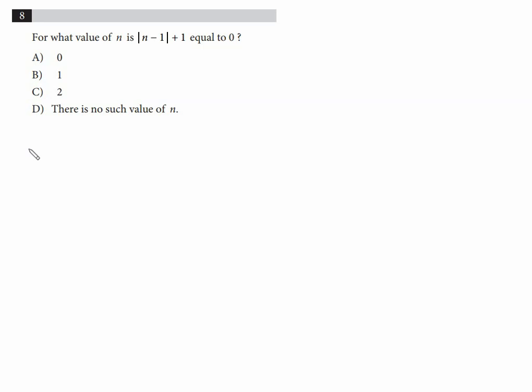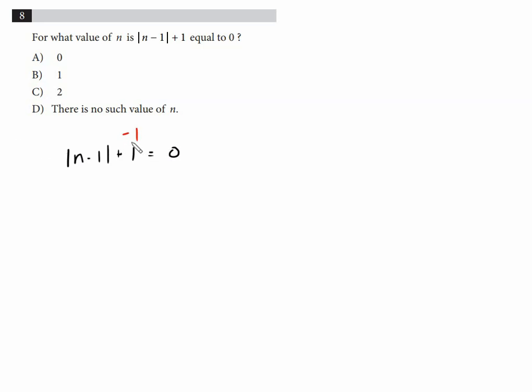Number 8. For what value of n is the absolute value of n minus 1, plus 1, equal to 0? So it looks like we have to set up some algebra where the absolute value of n minus 1 plus 1 equals 0 and solve for n.